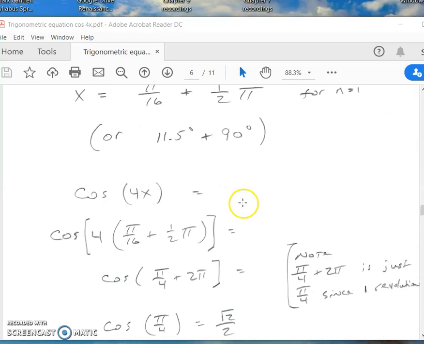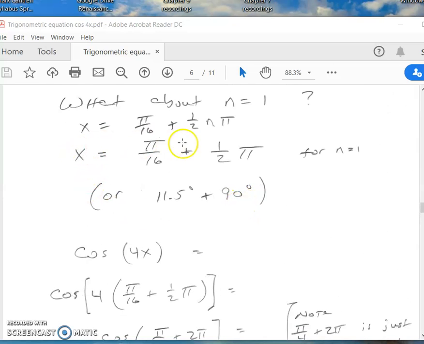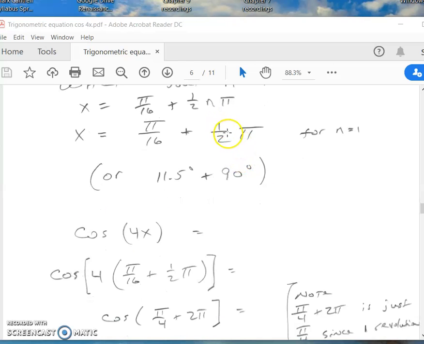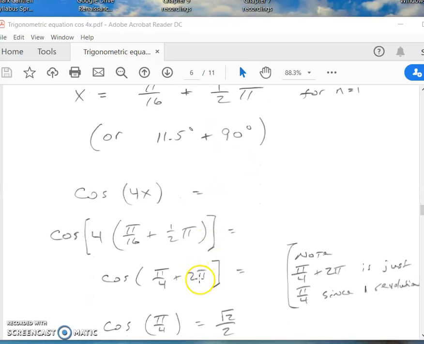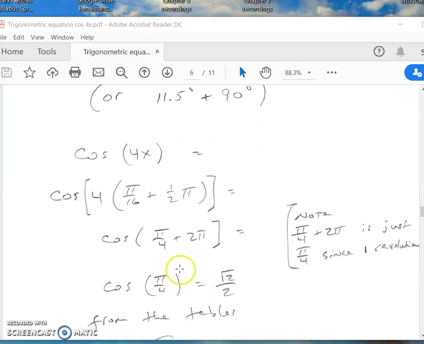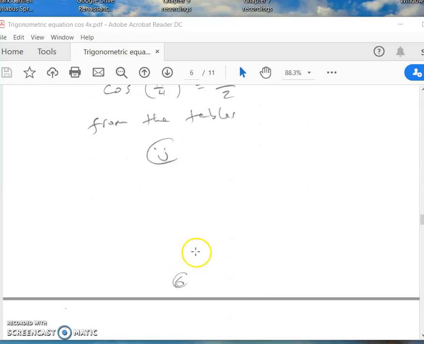But that's okay because remember this x is going to get plugged into the argument of the function cosine. This is the argument. What is it that the function is operating on? The argument of the cosine function is 4x, okay? So it's 4 times all of this. When you multiply 4 times 1/2 pi, that gives you the 2 pi. By golly, that is a revolution, okay? So that's where the revolution metaphor comes up.